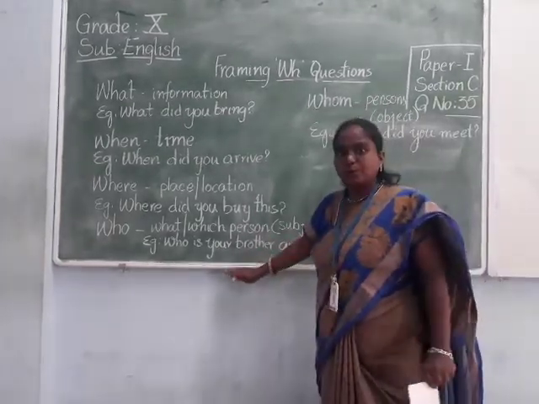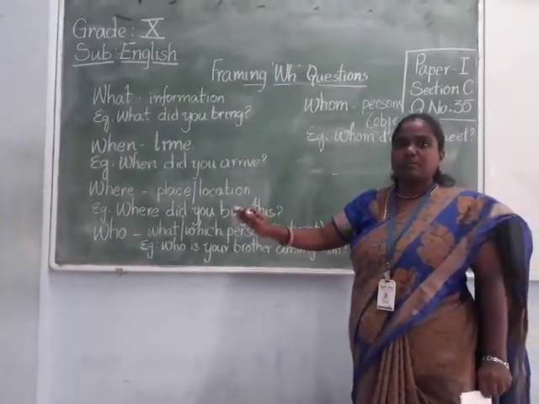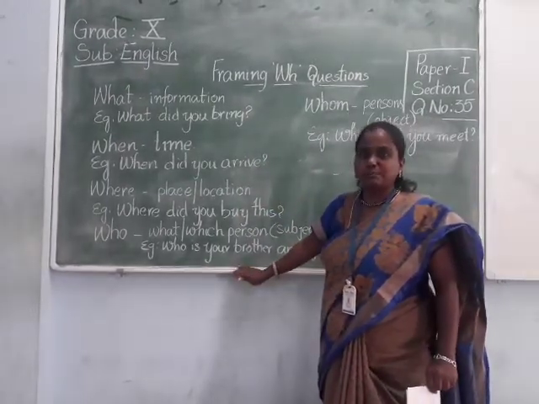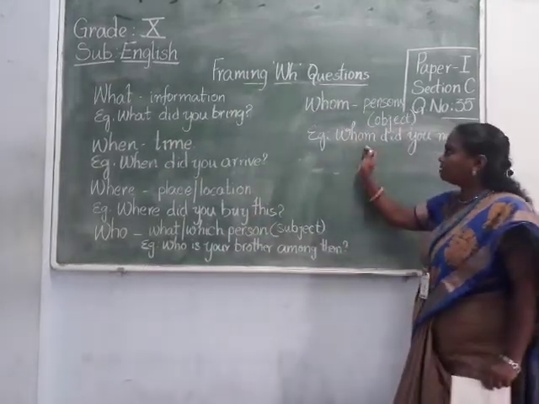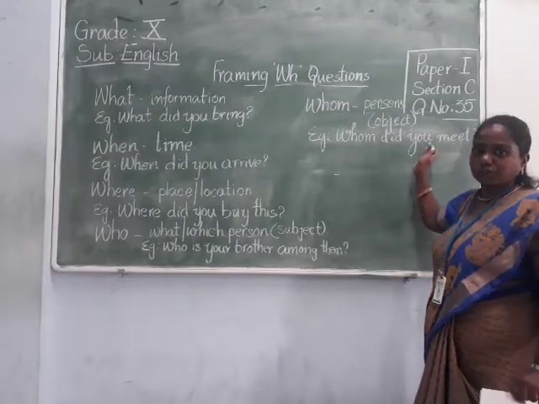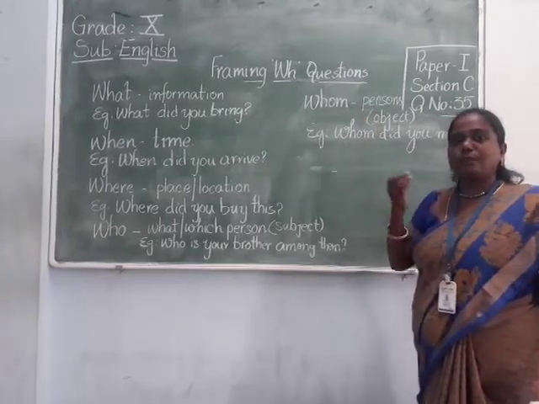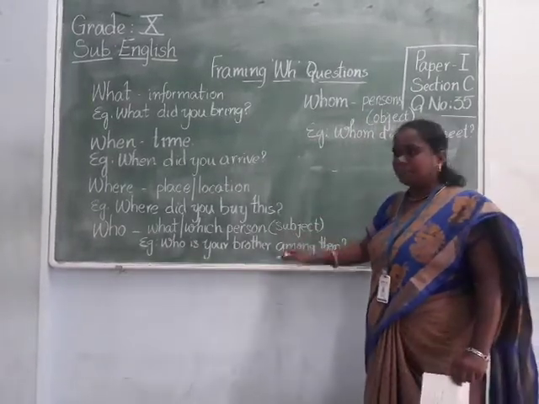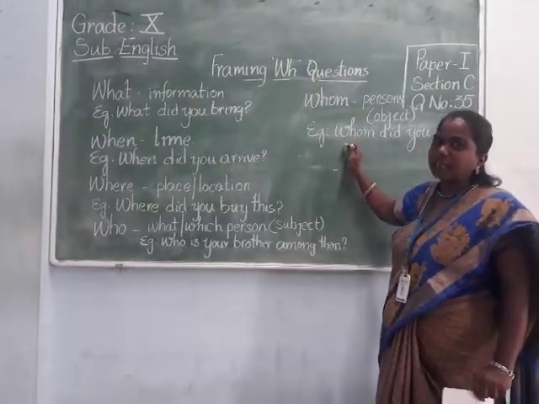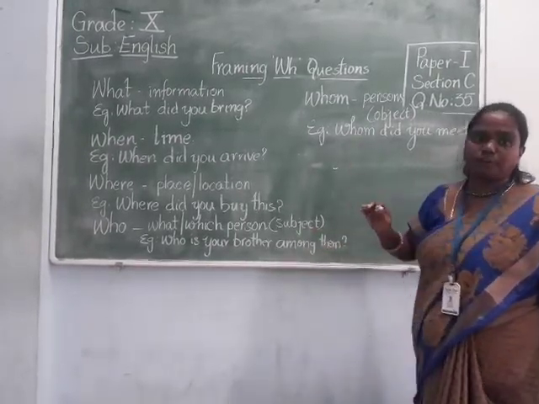For example, see who. Who is your brother among them? Ravi is my brother. The boy with the blue shirt is my brother. So, there it is in the subject's place. Whereas, when you take this question, whom did you meet? The answer will be I met the manager. The manager is the object in the sentence. So, we are using whom. So, you have to clearly note whether the person is in the subject place or the object place in a sentence. You have to use the word who or whom accordingly.